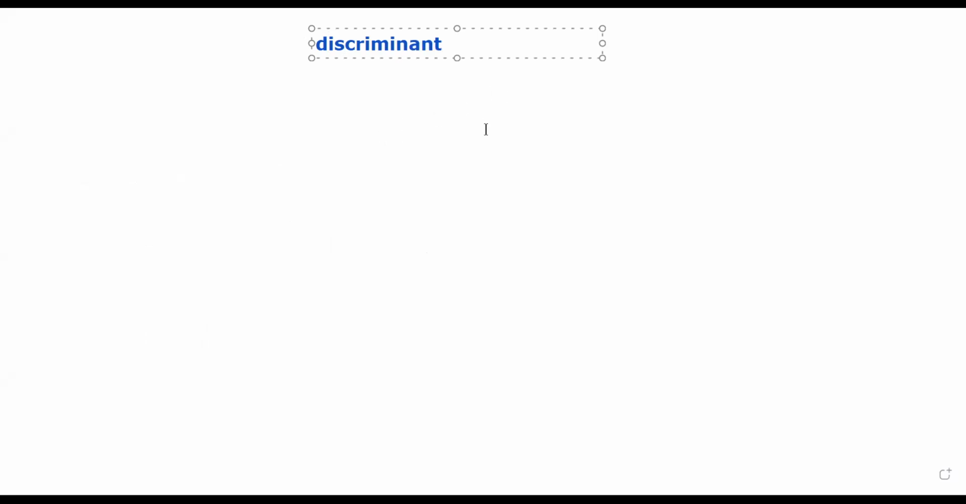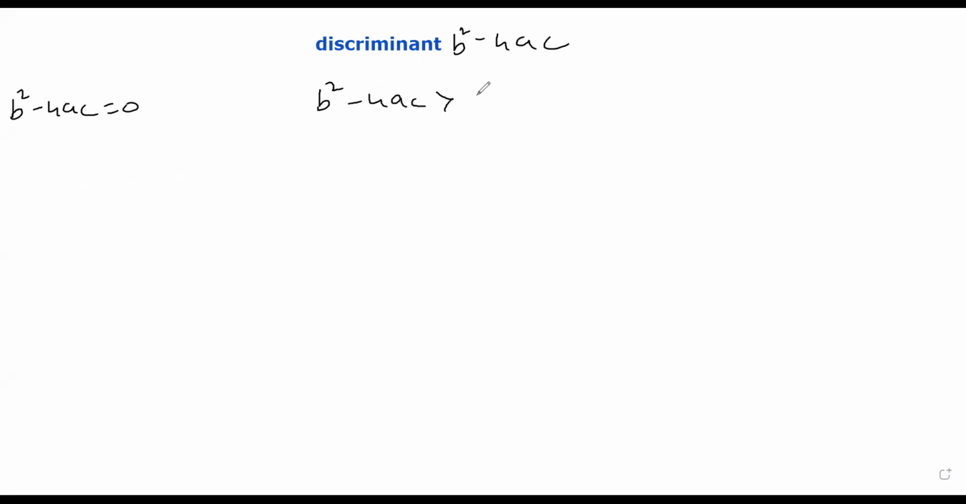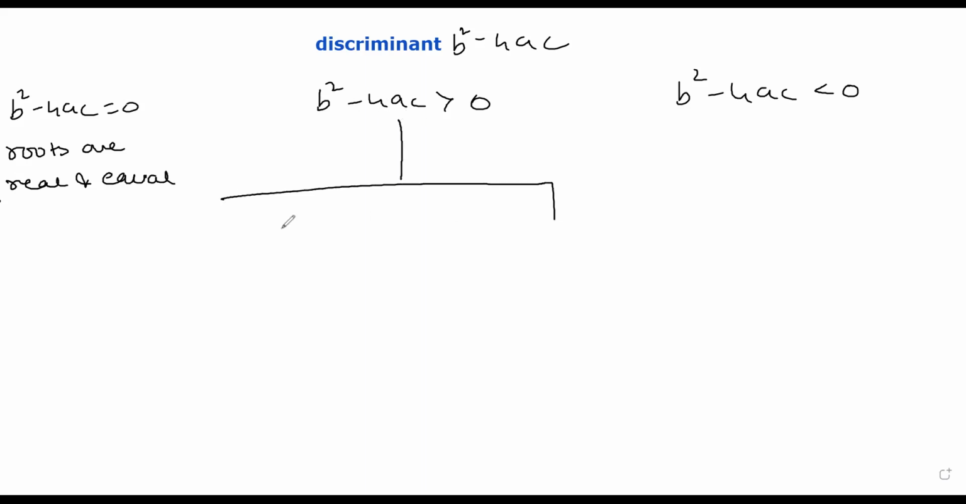Discriminant is b square minus 4ac. So we have it in parts. b square minus 4ac equals 0, b square minus 4ac greater than 0, and b square minus 4ac less than 0. Now if it is equal to 0, then roots are real and equal. If it is greater than 0, then there are two cases. If it is a perfect square.